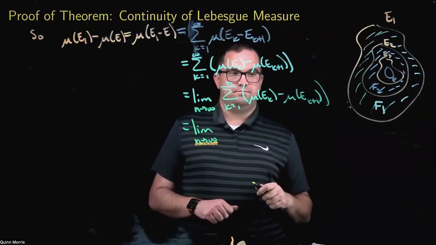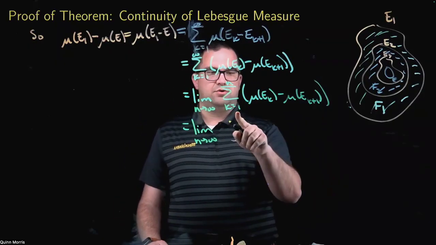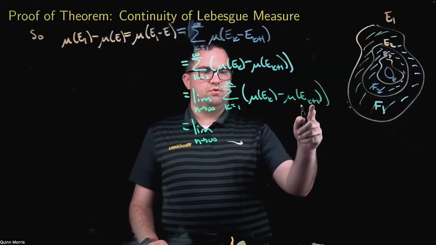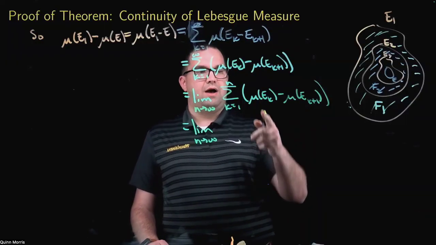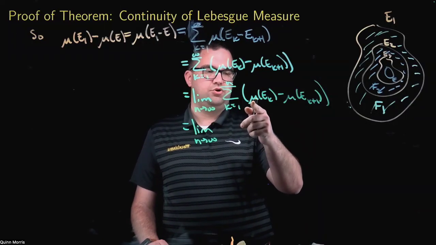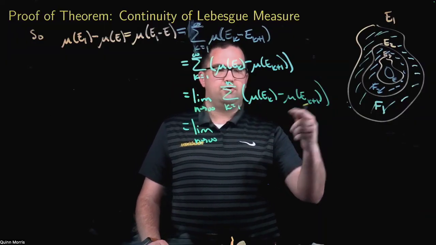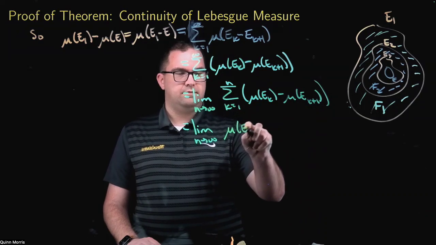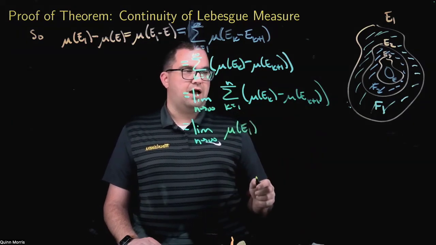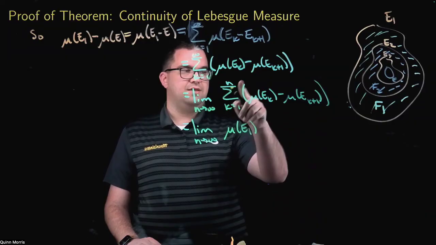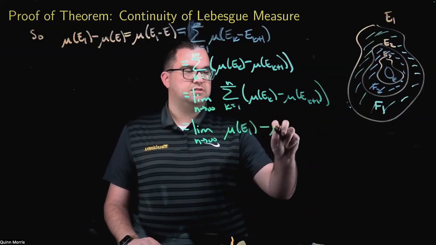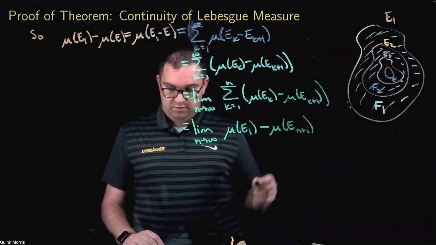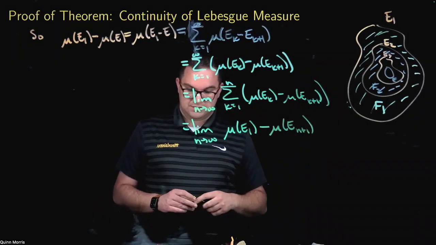Now this is a finite sum. So what am I going to get? If I start with k equal to 1, I'll get mu of E1 minus mu of E2. And then when k is 2, I'll get a plus mu of E2 minus mu of E3. So what happens is I'll get a mu of E1, and then I'll get cancellation all the way up until the nth term. I'll have a minus mu of E(n+1), which will not cancel out.